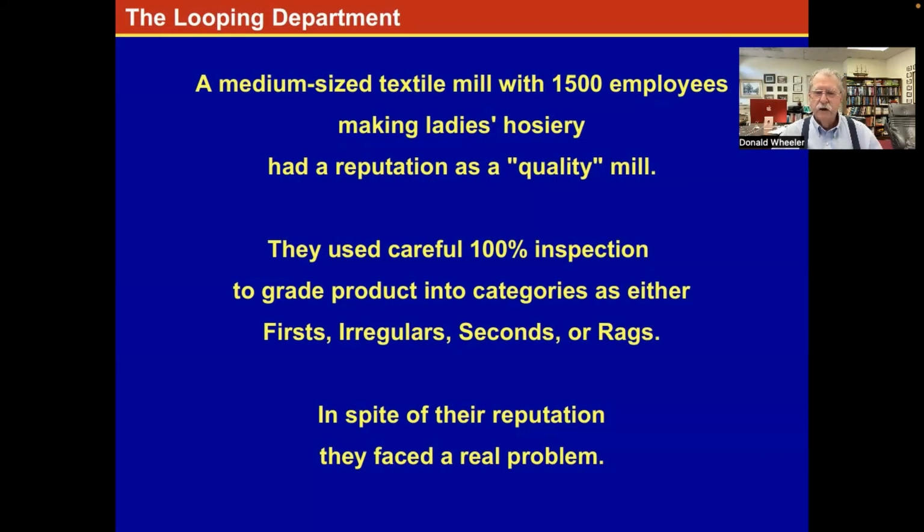Our next example comes from David Chambers, the co-author of the textbook and my mentor. A medium-sized hosiery mill employing about 1,500 workers had the reputation of being a quality mill. This was based on careful 100% inspection that graded the output of the plant into 4 categories: first, irregulars, seconds, and rags. In spite of this reputation, the mill faced a real problem.